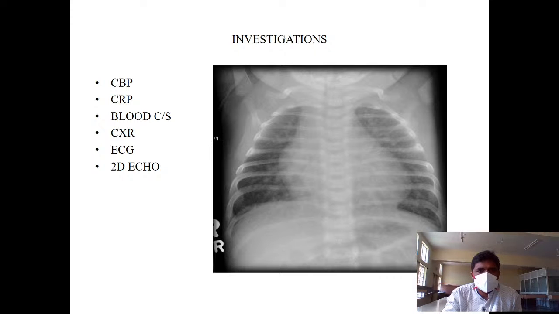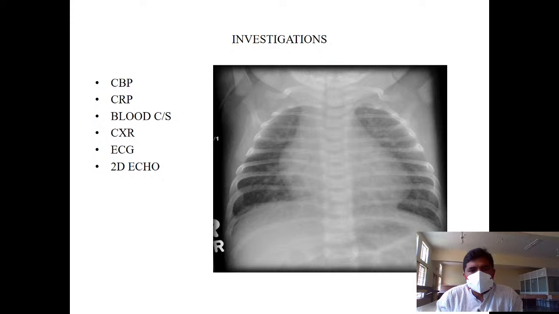So CBC, CRP, blood culture and sensitivity, chest X-ray, ECG, 2D echo. Some examiners include chest X-ray and ECG as part of your clinical scenario only. So they don't consider them as separate investigations. They club them with the examination part only. So what is the importance of CBC in this particular child or in general a cardiac patient? Look at the hemoglobin. Here the child is having pallor. You need to look for anemia. If it is significant, then the child might require blood transfusion to decrease the burden on the heart.